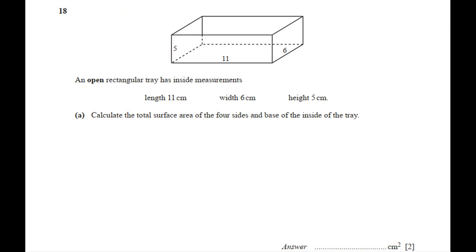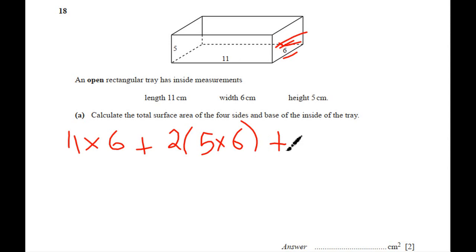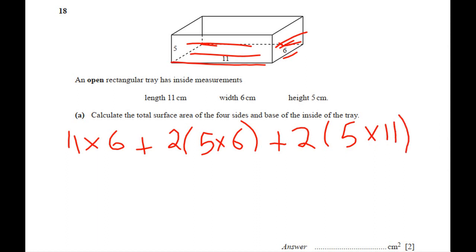Question number 18. An open, open is in bold, so keep that in mind. An open rectangular tray has inside measurements 11, 6 and 5. Calculate the total surface area of the four sides and the base of inside of the tray. So the base is 11 times 6 plus 2 times of these sides, so 2 times of 5 times 6 plus 2 times of this side, so 2 times of 5 times 11, which will give us 236.